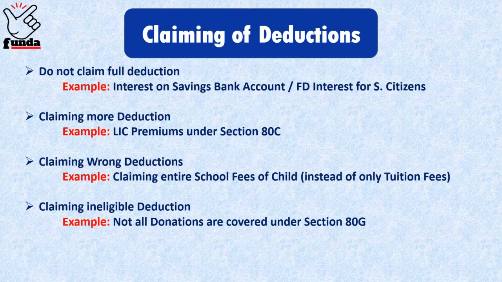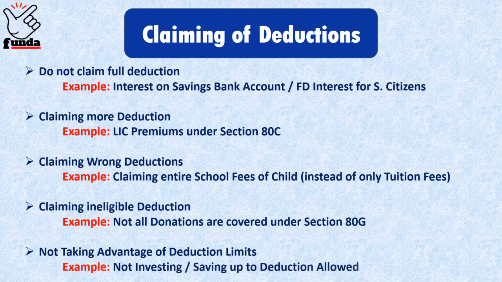The next most common mistake is not taking full advantage of the total deduction limits available. For example, even though the limit of Rs 1,50,000 is available under Section 80C, people do not invest that much to take the advantage of tax deduction.